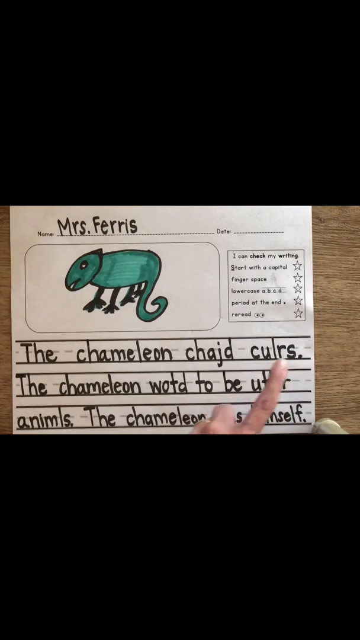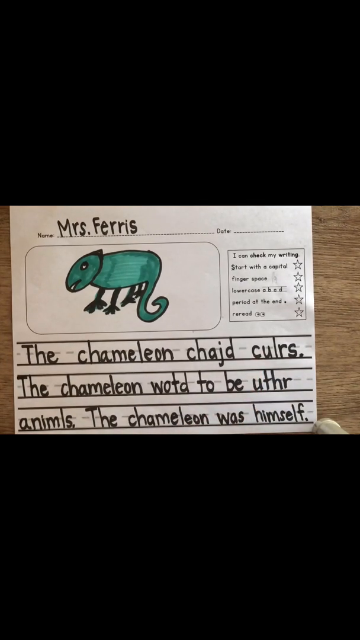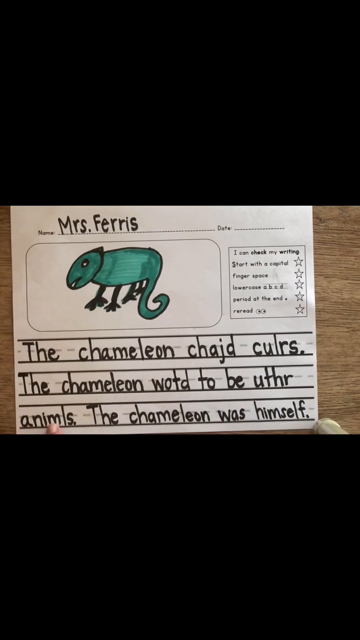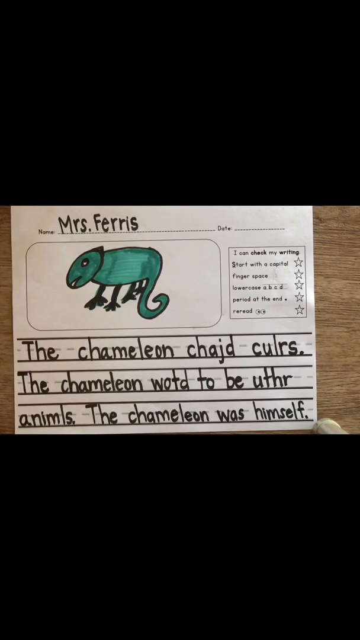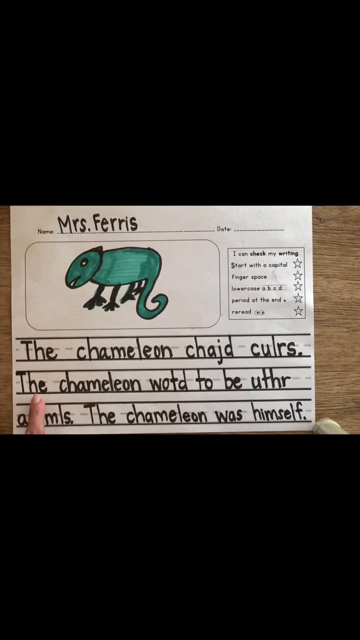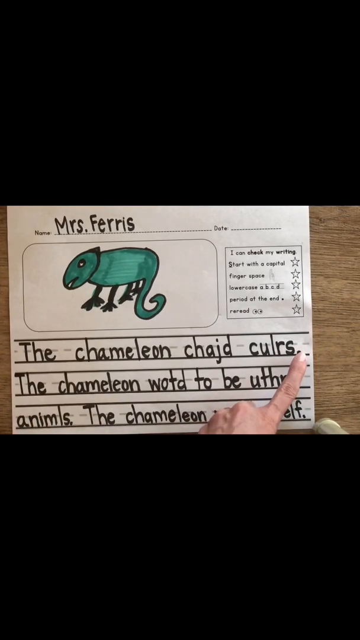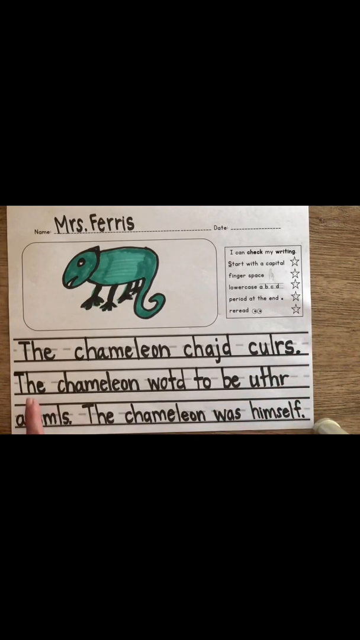Colors. I wrote a letter for every single sound that I heard in the word. And then I know that the second thing that happened was the chameleon wanted to be other animals. Remember that in our story today, the chameleon wanted to be a whole bunch of different kinds of animals. So I know the word the because that's a sight word. We should know that by now. Remember, I started with a capital letter. The reason why I started with a capital letter right here was because I had just put a period right here. And after every period comes a capital letter.